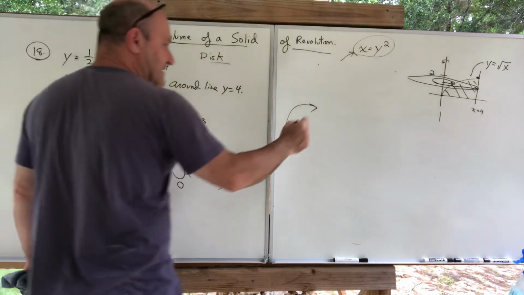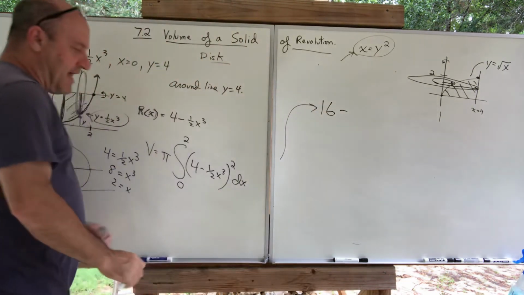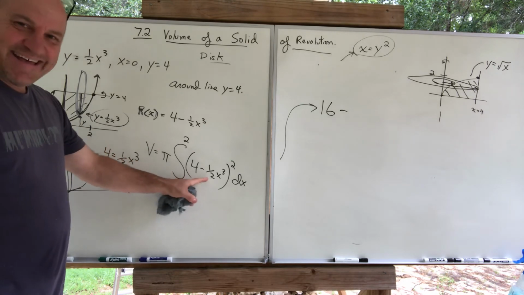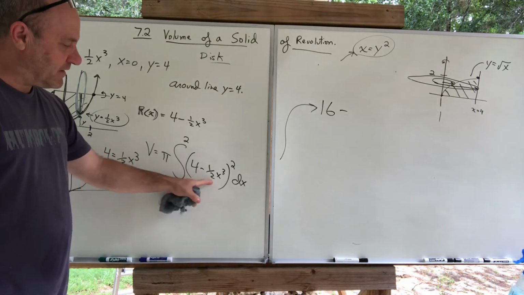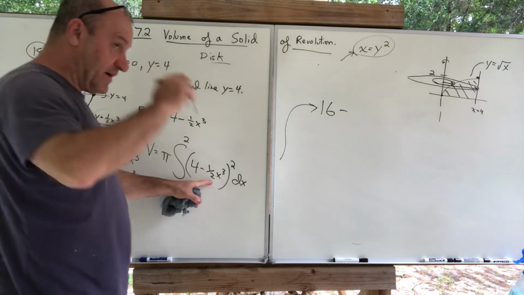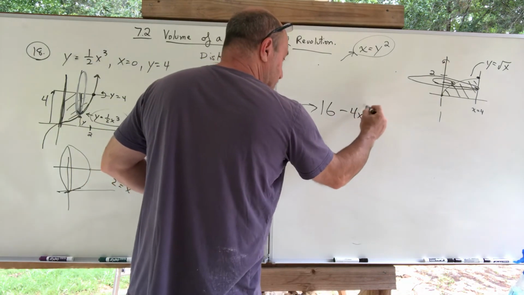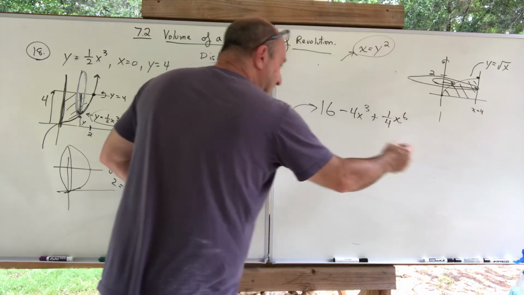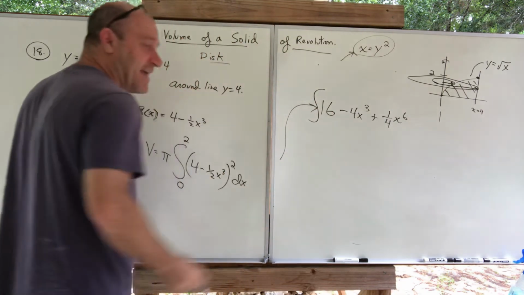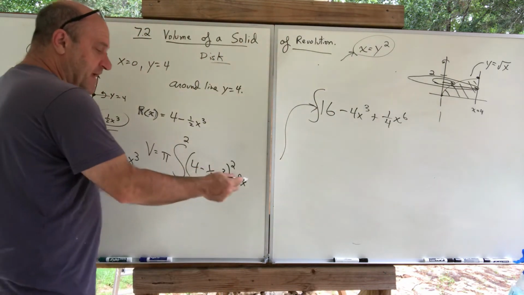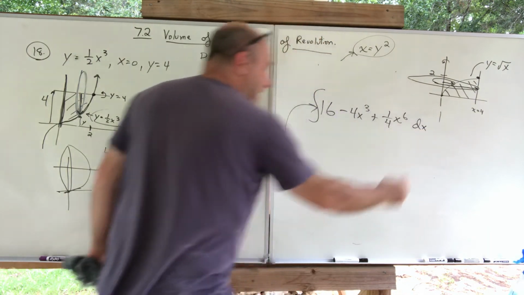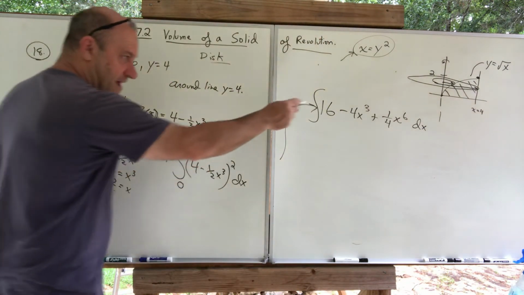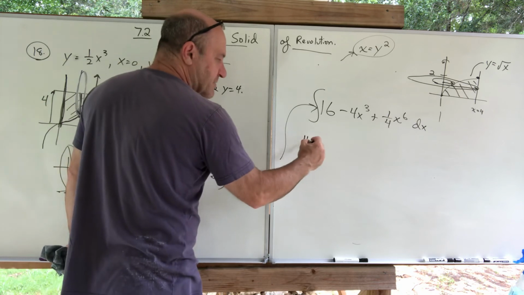And FOIL it. 16 minus the product of those two doubled. That's going to be 2x cubed. When I double it, it's going to be 4x cubed plus a 1/4 x to the 6th, I guess. That is me FOILing it out. I have not integrated yet. Now I'll integrate with respect to x. All right, I think I FOILed that out. Here I go. Oh, there's a pi out front.